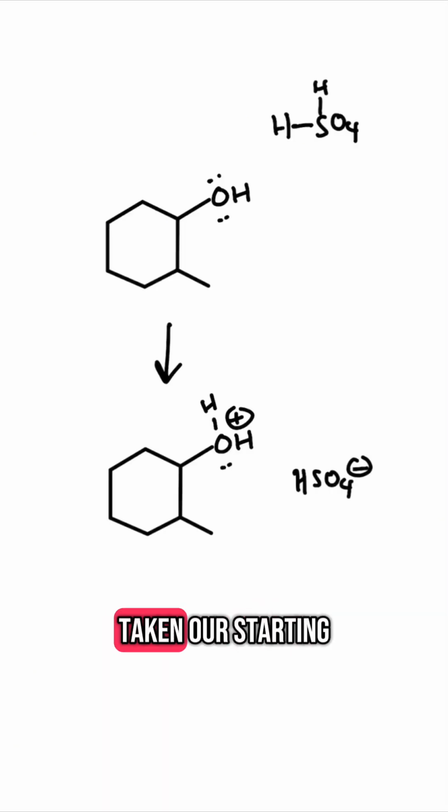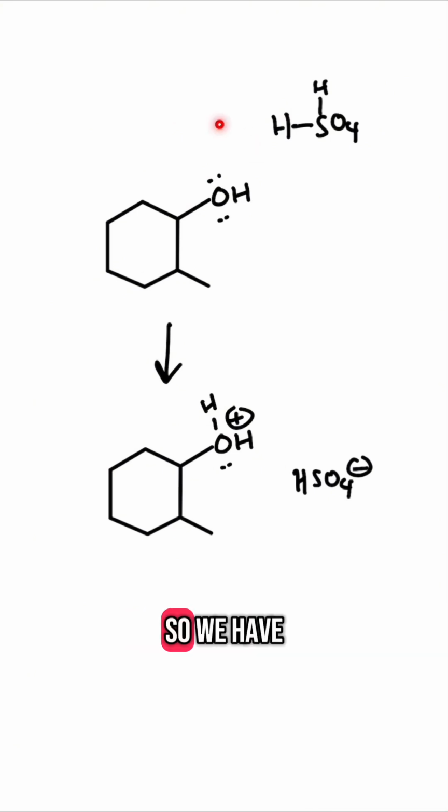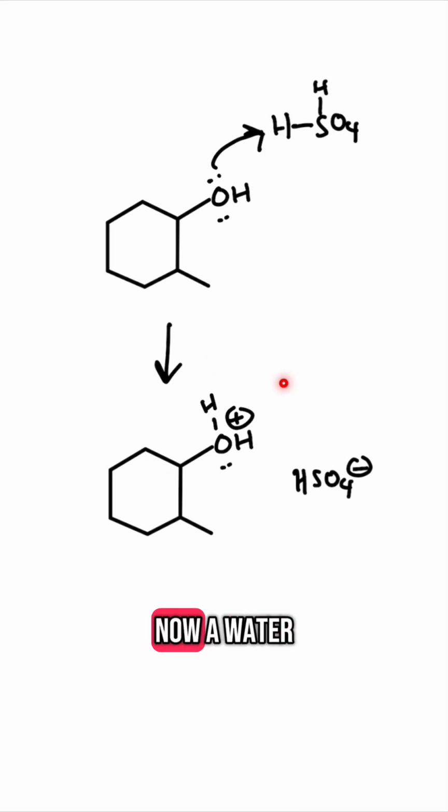So now we've taken our starting material and our reagents and we've drawn them out here. So we have our cyclohexanol and we have our sulfuric acid. If you know anything about how a dehydration of an alcohol proceeds, the alcohol, which is a bad leaving group, is protonated by the acid. So that lone pair comes and plucks a hydrogen off, and you get this product here, where it is now a water with a positive charge, and then you have HSO4 with a negative charge.